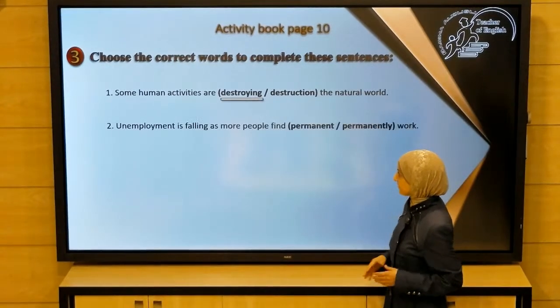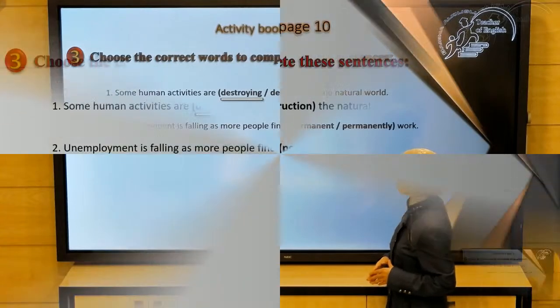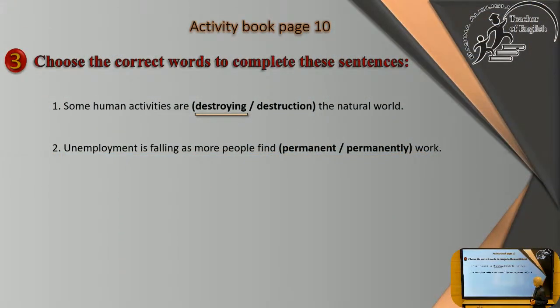The second one. Unemployment is falling as more people find permanent or permanently work. Okay, the word permanent is an adjective, yes, while permanently is an adverb. Here we are describing the noun work, so we want an adjective. So we have to use permanent.